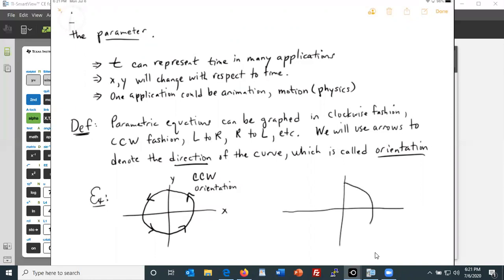Or if the circle is traced the other way, if it goes clockwise, you would put the arrows like this. And make sure you use more than one arrow, because sometimes the graphs can cross over each other, okay? So to have multiple arrows will make it clear which way the orientation or the direction of the curve is headed, or which way it is traced. So this would be clockwise, CW, orientation. Okay.